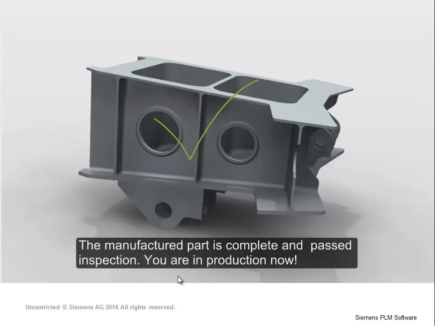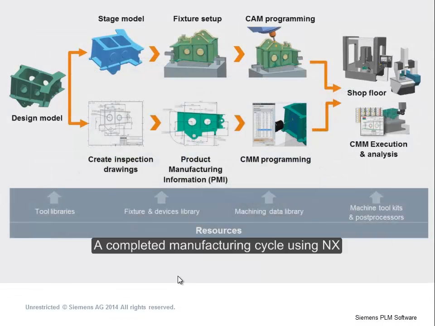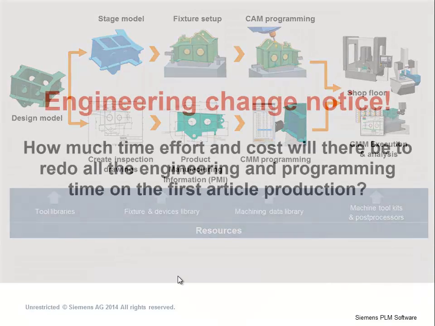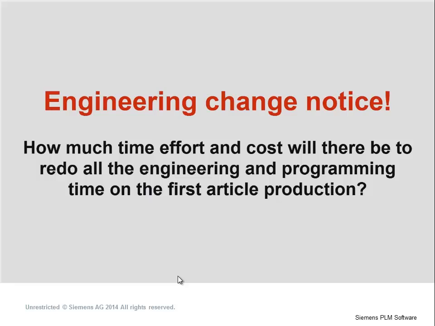The manufactured part is now complete. It passed inspection. You're in production now. All completed manufacturing cycles were done using NX. But wait, engineering change notice. How much time and effort will it cost you?